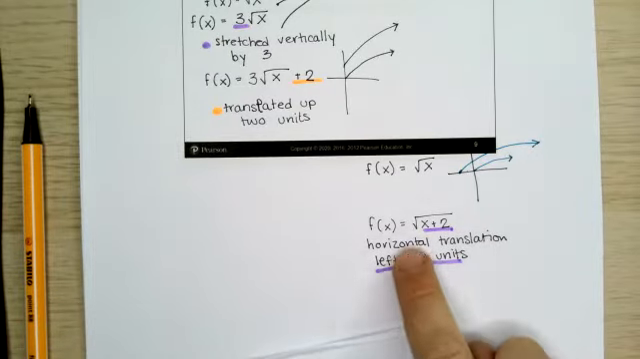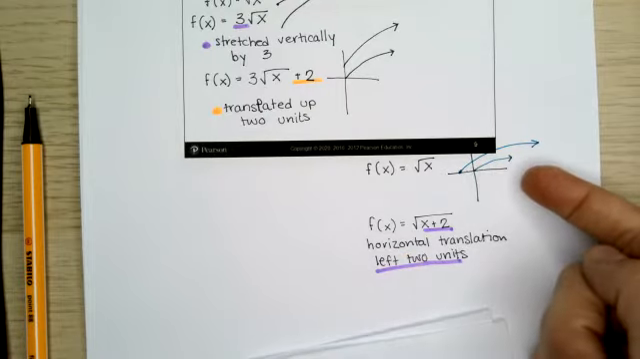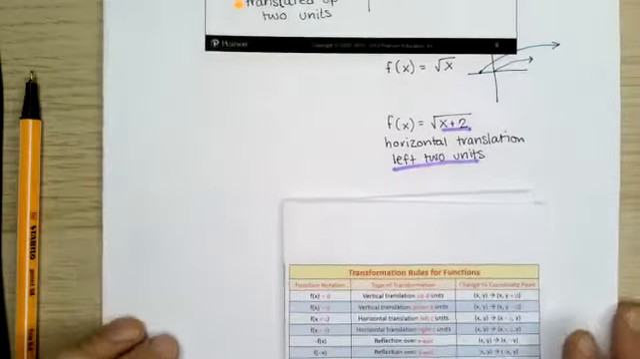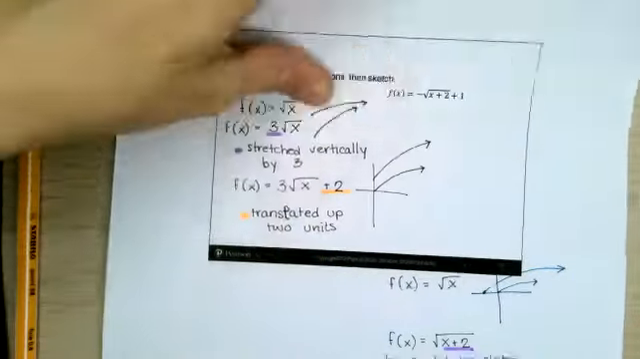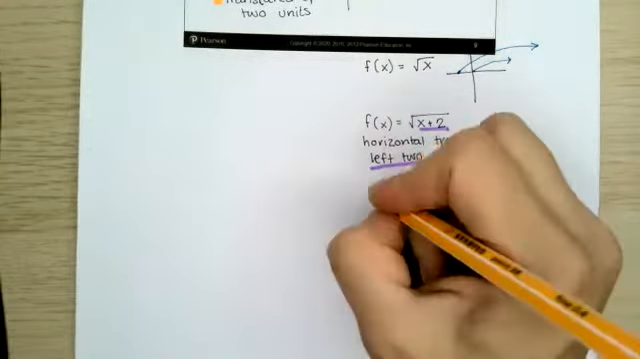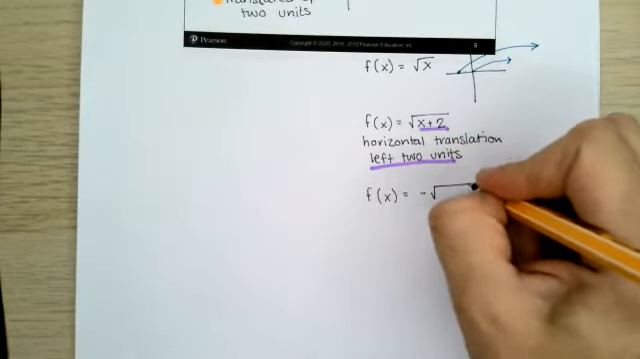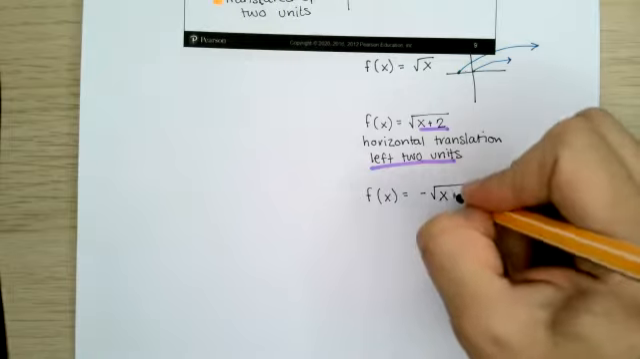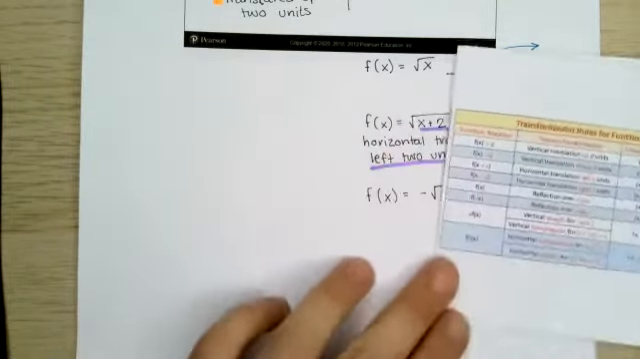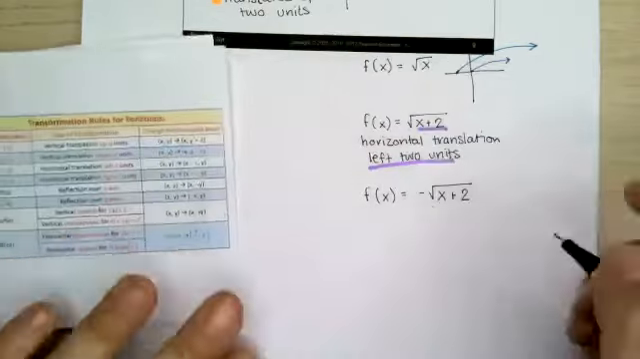And again, that makes sense because horizontal is always the opposite of what you think. So you think that because we're adding 2, we're going to move to the positive direction, but we're moving in a negative x direction. Then we're going to add a negative in front of the whole grouping symbol, okay? So f of x equals negative square root of x plus 2. If there is a negative outside the grouping symbol, we're going to reflect it over the x-axis.